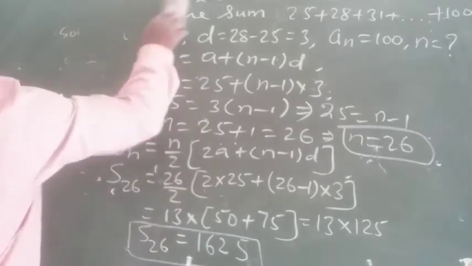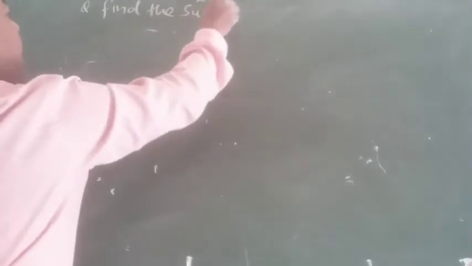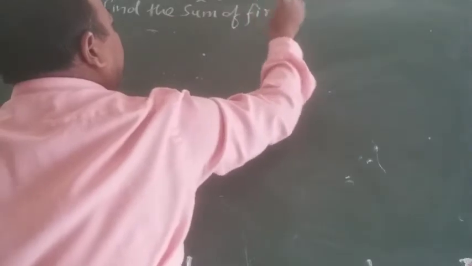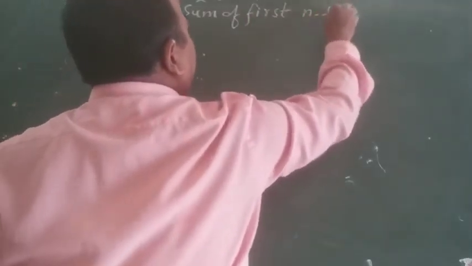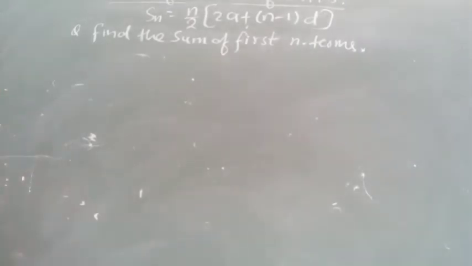Now the next question. One more question let me discuss. Look here. The next question: find the sum of the first n terms of the AP whose nth term is an equal to 5n minus 1.